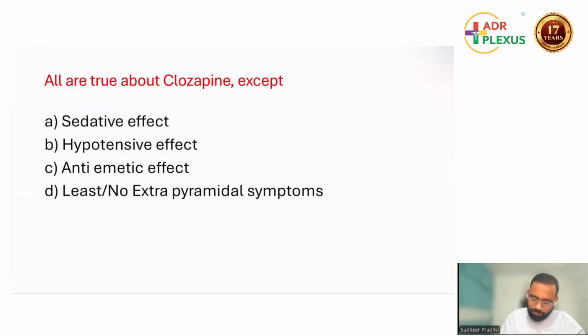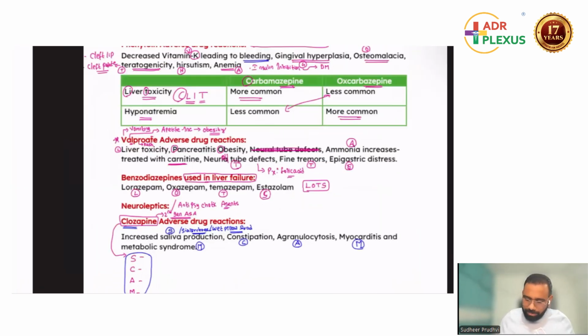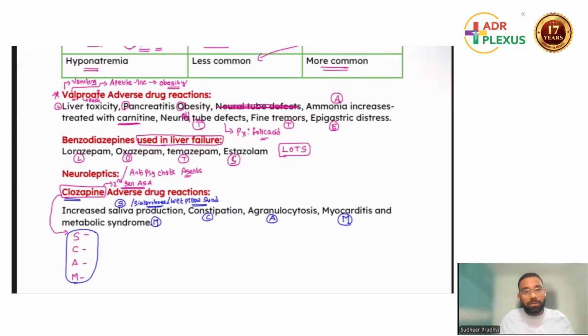And then coming to the next one: all of the following are true about clozapine except. Again, this is a direct question from our MRB workbook. You can see here clozapine adverse drug reactions. I told you, you can remember all the clozapine adverse drug reactions with the mnemonic SCAM. Clozapine starts with 'clo', close. So we can scam the people who are very close to us, compared to the people who are not that close. That is what SCAM is.